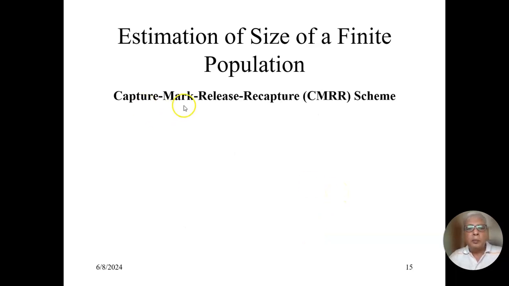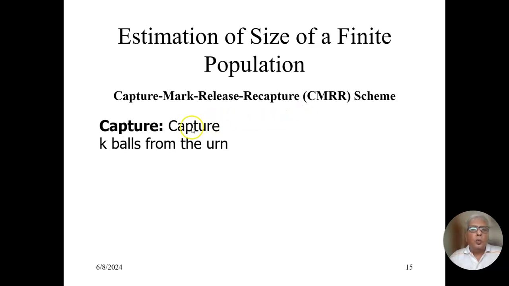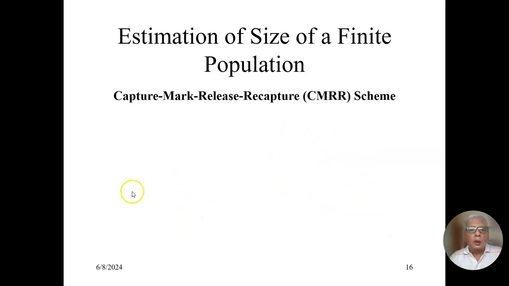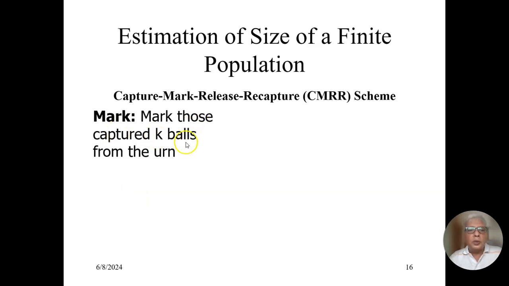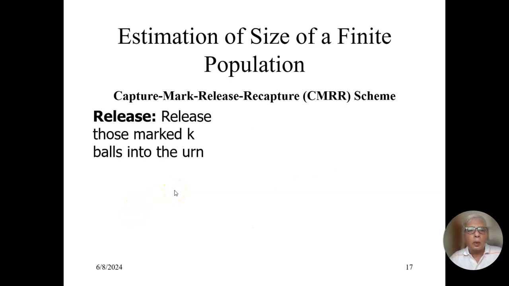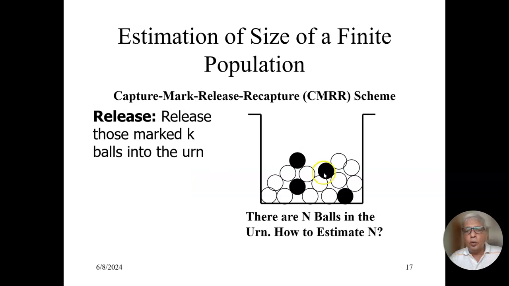So we go to the capture, mark, release, recapture, CMRR scheme. It's well known in statistical literature. So what do we do? We capture first K balls from the urn. There are some balls in the urn and I have captured 4 of them. Then I mark those captured K balls. So I make them black. Then I release those K balls into the urn. So I put back those black balls. Now the urn contains some white balls and some black balls.